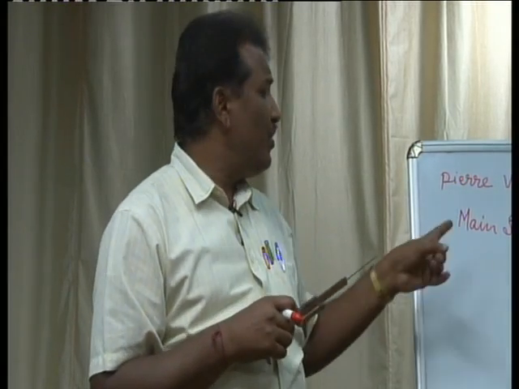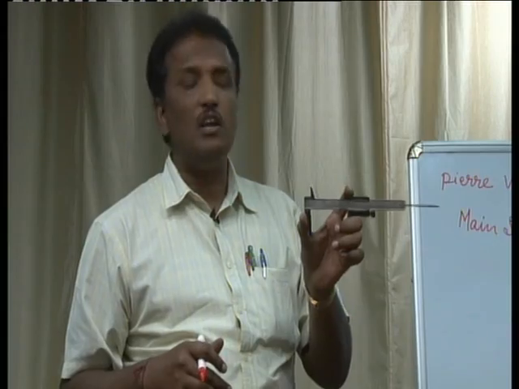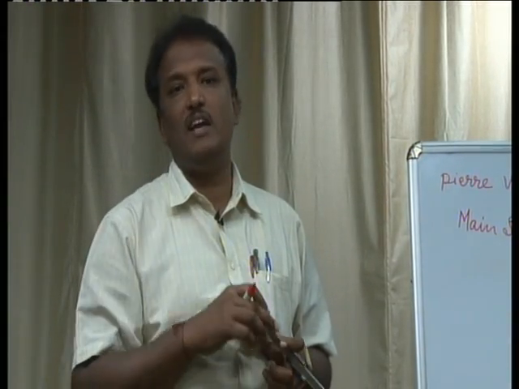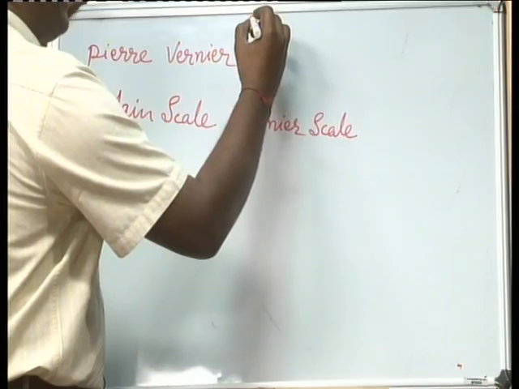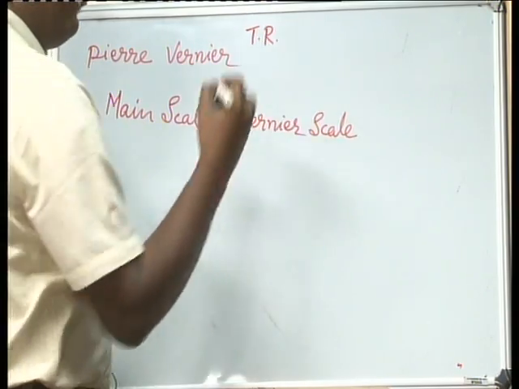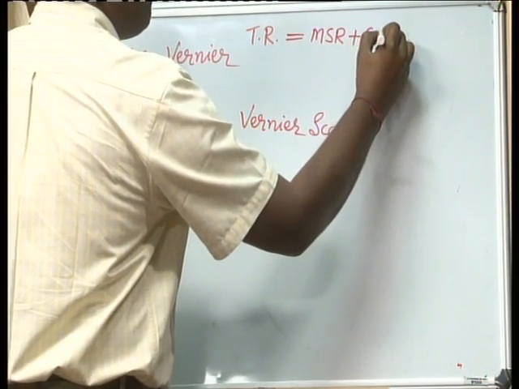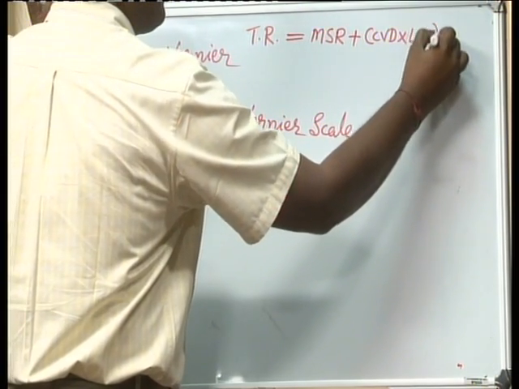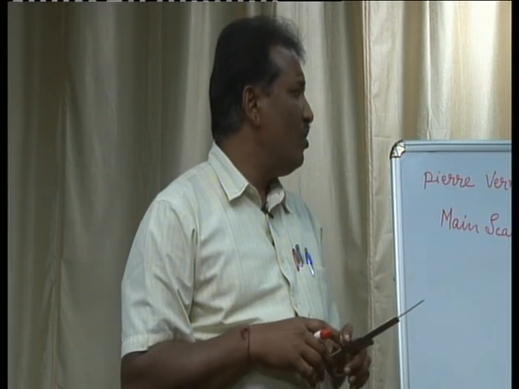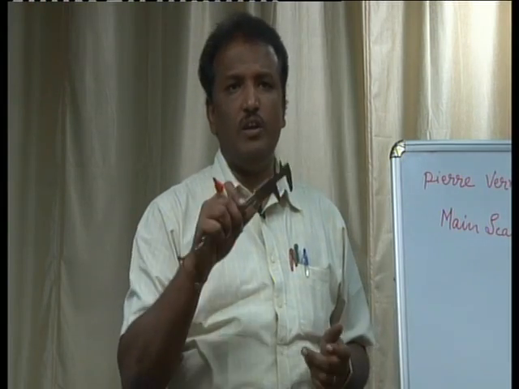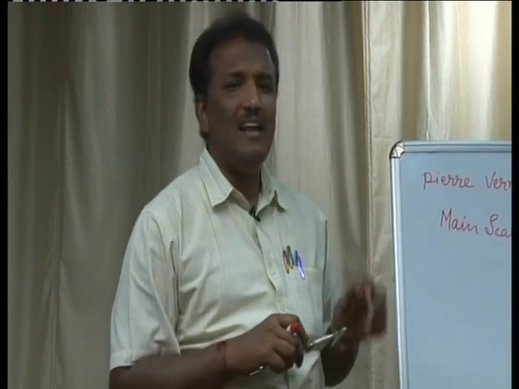Since in this measuring instrument we have two scales, if you measure any physical quantity using this vernier calipers, we should make use of these two scales simultaneously. To do that, we need one mathematical equation: TR, the abbreviation for total reading, is equal to MSR plus CVD into LC. By using this equation, we can know the complete measurement of the given physical quantity using this instrument. MSR means main scale reading, CVD means coinciding vernier division, and LC means least count.